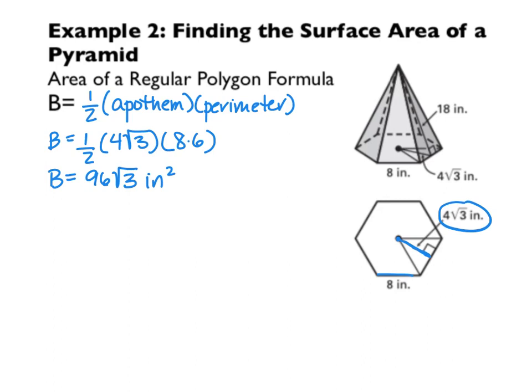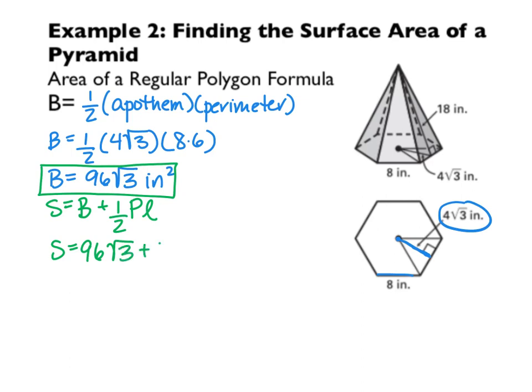Alright, so we found the area of the base, and now we just need to use our surface area of a regular pyramid formula. So I'm going to write my formula down first. S equals B plus 1/2 PL. Remember, the area of the base we already found, so it's 96 square roots of 3. The perimeter we already found, 8 times 6, which is 48. And then the slant height, they give that to us right here, is 18 inches.